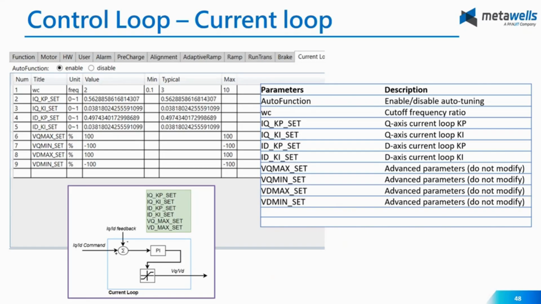The system automatically calculates the recommended parameters for both the QS KP and KI and the DS KP and KI for the user. And the saturation value we don't need to modify.